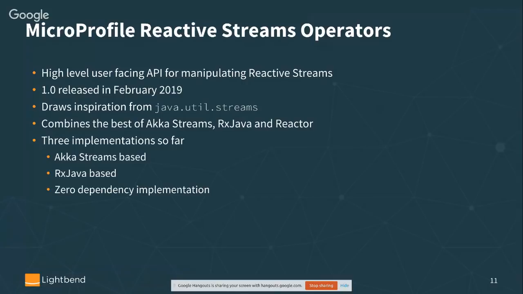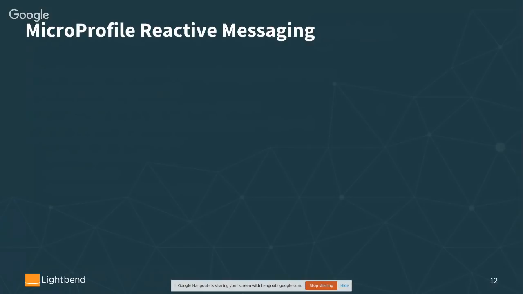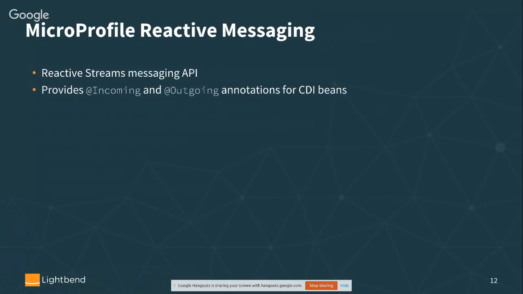So before I give a demo of this API, I'd like to move on to the next spec, which is something that actually uses and provides a use case for these operators to do some I/O processing. And that's MicroProfile Reactive Messaging. So it's a Reactive Streams-based messaging API. Messaging is communicating through a message broker or through doing messaging peer-to-peer. It essentially provides 2 annotations, incoming and outgoing.